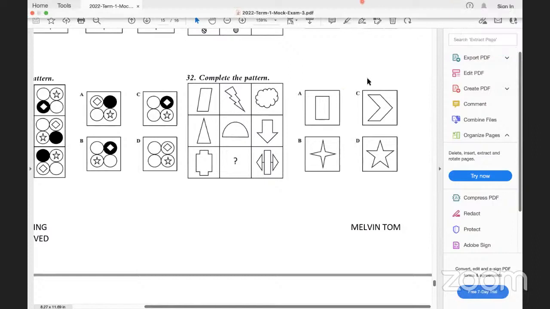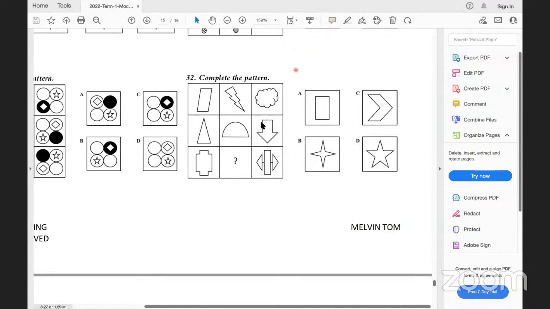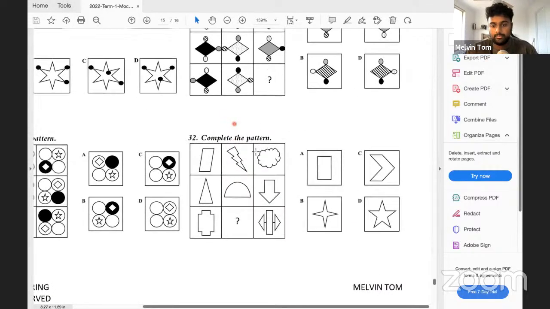As soon as you take a look at question number 32 here, you see that it's a bunch of random shapes. If it's a bunch of random shapes where there's no movement going on, it must be the number of straight lines, or lines of symmetry, or the number of curvy lines, something like that. So I use that logic and try to solve it there. Okay.